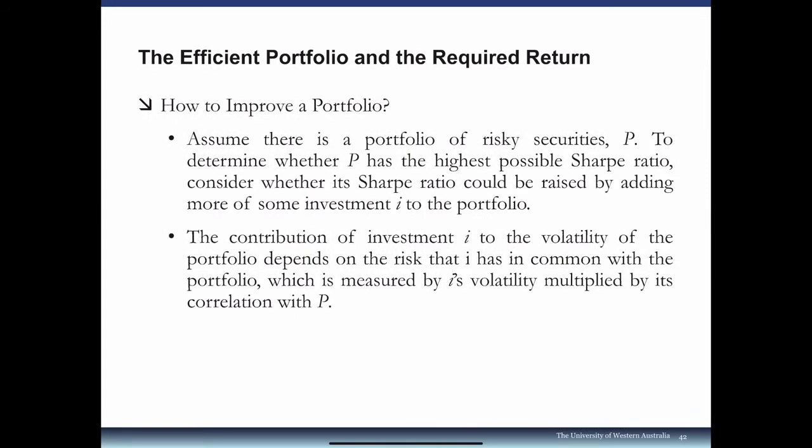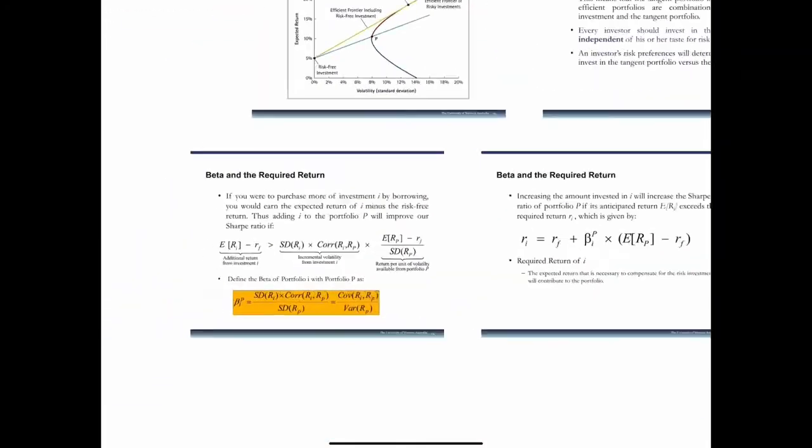Assume that it's a portfolio of risky securities, P. Given what we've done so far, how do we improve this portfolio? To determine whether P has the highest possible Sharpe ratio, we consider whether its Sharpe ratio could be raised by adding more of some investment I to the portfolio. The contribution of the investment I to the volatility of the portfolio depends on the risk that I has in common with the portfolio, which is measured by I's volatility multiplied by its correlation with P. All right, let's see that in this format.